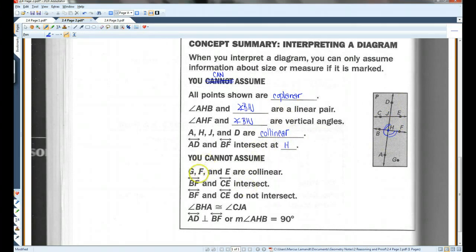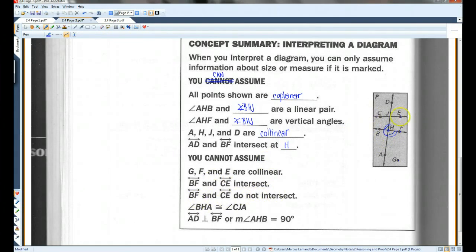Here are some things you can't assume. You can't assume that G, F, and E, these 3 points, are collinear. Maybe in the diagram they look like they might make a straight line, but because there is no line drawn through those 3 points, you can't assume. Lines BF and CE intersect? It looks like if they continue on, they might intersect, but because it's not shown, you can't assume. Neither can you assume that they do not intersect.